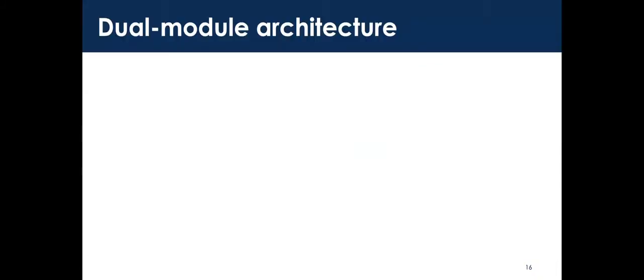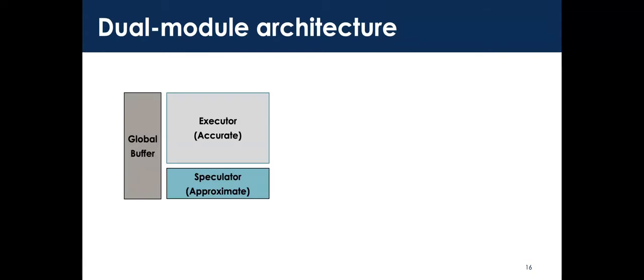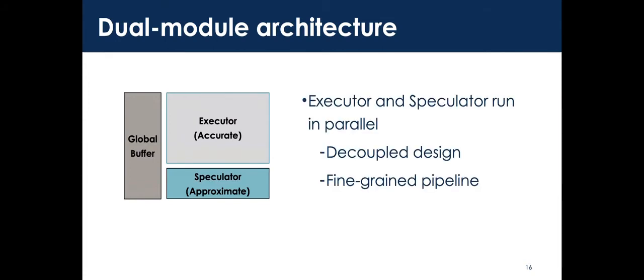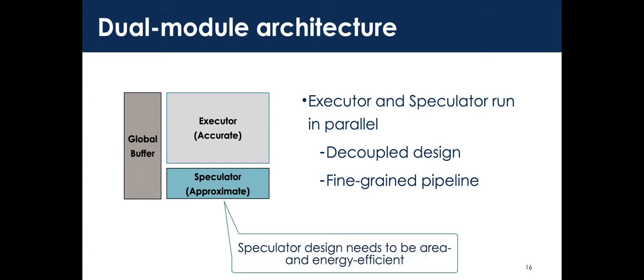Before we look at these countermeasures, let's first go over the high-level design, the dual module architecture. Intuitively, we have an executor to run accurate modules and a speculator to run approximate modules while sharing the same global buffer. We choose a decoupled design. That is to say, we let the executor and the speculator run in parallel. So the latency of the speculator can be hidden with fine-grained pipeline. And we also need the speculator design to be area and energy efficient.